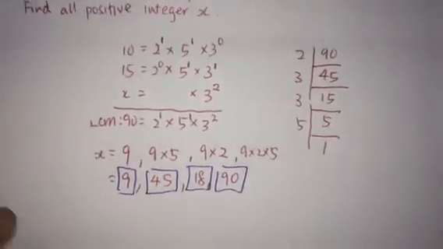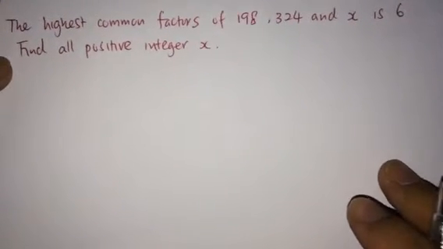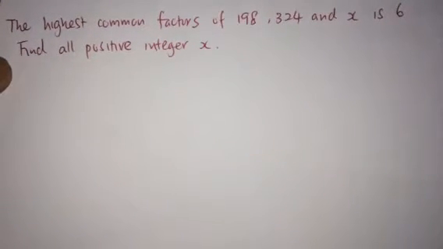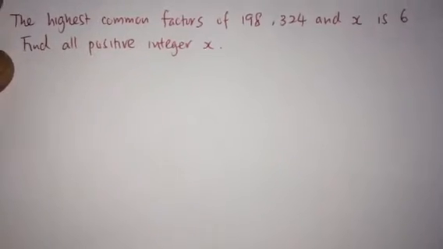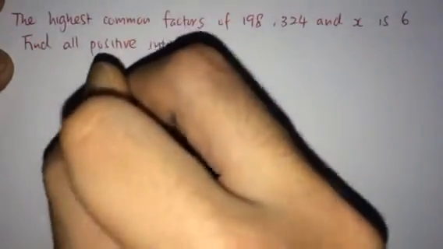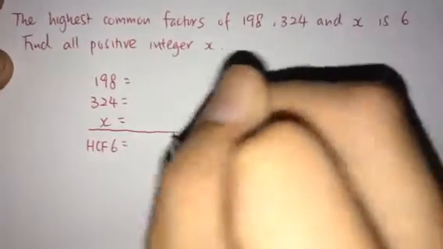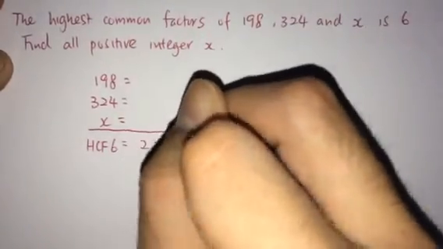Okay, the question can also be asked in an inverted manner such as this. The highest common factor of three numbers is 6. Find all possible values of x. So we do exactly the same thing. 198, 324, x, and my HCF, which is 6, is actually 2 times 3.